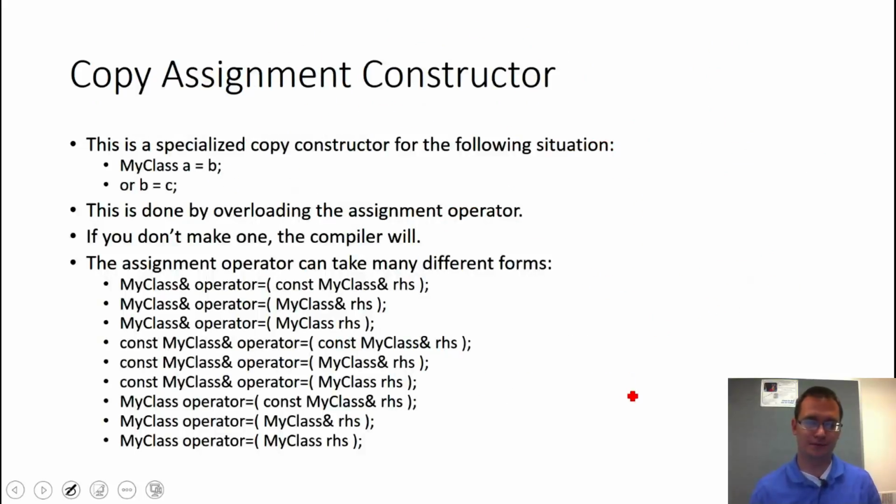All right. So now we have the copy assignment constructor. And this is a specialized copy constructor for the following situations, where we say A is equal to B or B is equal to C. Now what do we expect if we were to see that in our code? Any ideas, Yushi? What would we expect if we just saw that in the code? Yeah.